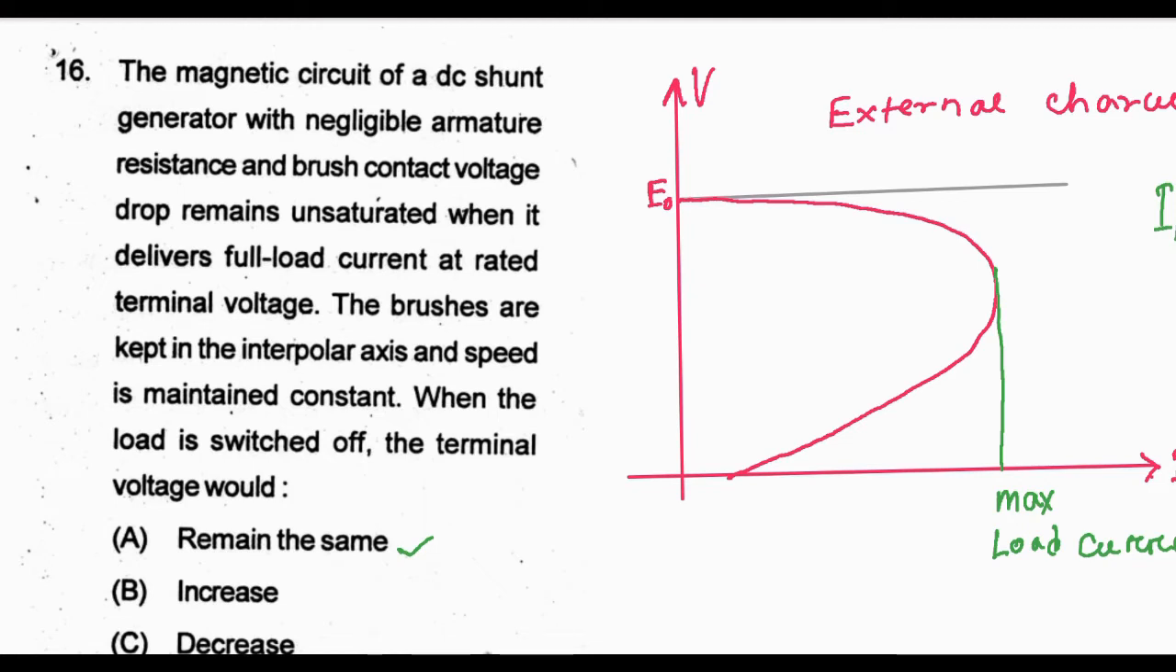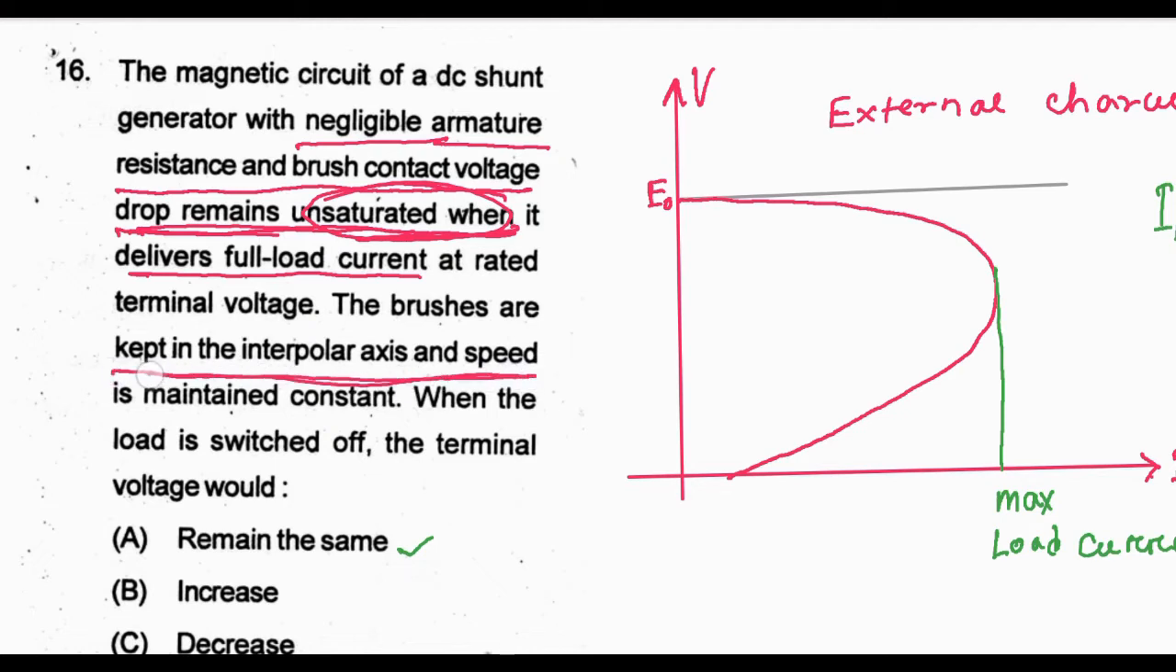So here, what is given? The magnetic circuit of a DC shunt generator with negligible armature resistance and brush contact voltage drop remains unsaturated when it delivers full load. That means the magnetic circuit is somewhat ideal. And the brushes are kept in the interpolar axis and speed is maintained constant. When the load is switched off, what is the terminal voltage?